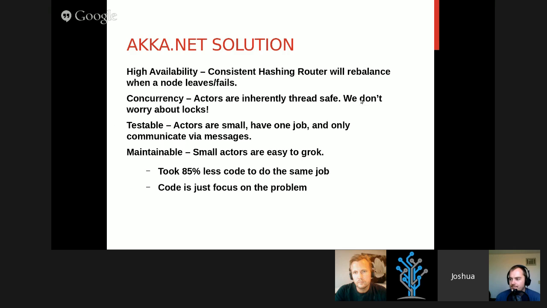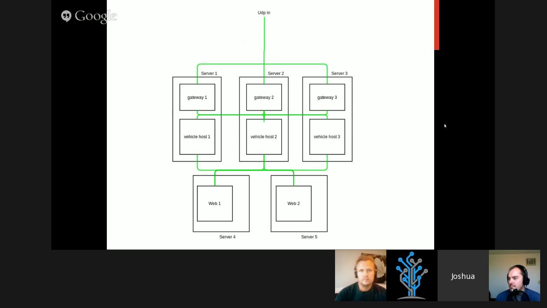And I have a little diagram here that shows we're not all the way there yet, but we're getting close. So all the vehicles talk via UDP. And what we have here with the gateways is Akka.NET nodes that are listening for those UDP packets. And there's a load balancer over the top of that. Now, the gateway takes in the message and then puts it out via a consistent hashing router. And we have our vehicle hosts there that receive those messages and process them in order.